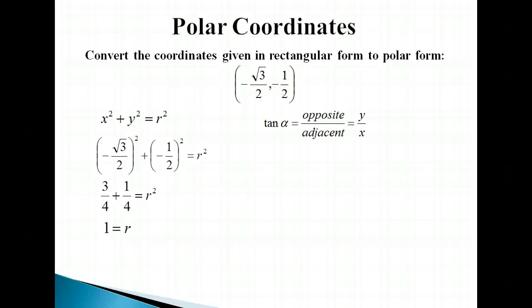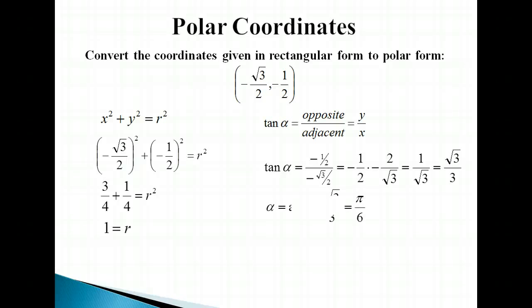Okay, and then we want the tangent of the angle. I call this angle alpha. All right, so it's opposite over adjacent, so it's going to be negative 1/2 over negative square root of 3 over 2. Then multiplied by the reciprocal, and I rationalized it. So that's square root of 3 over 3. So your angle measure is going to be, in this case, pi over 6.